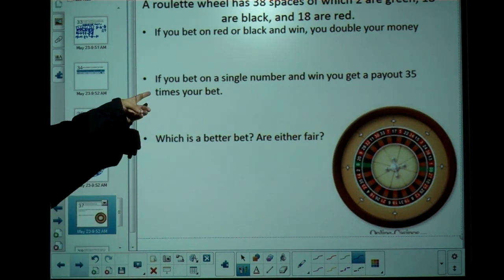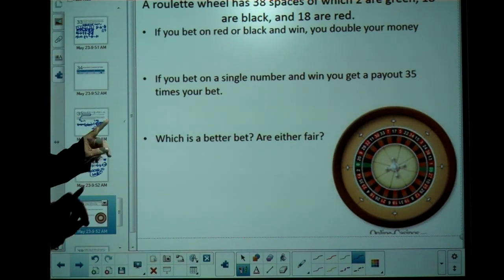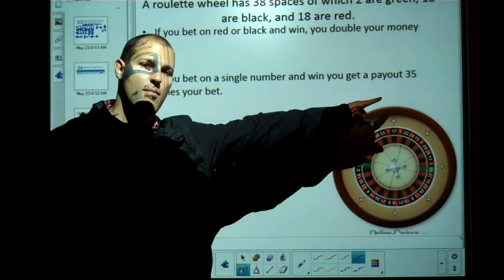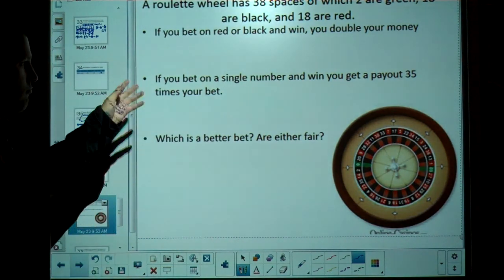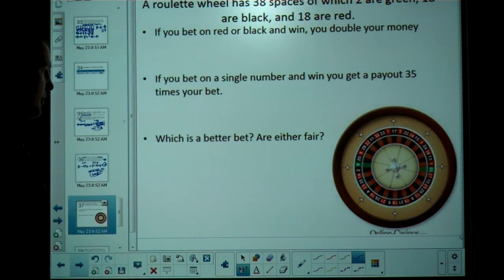If you bet on a single number, like let's say you pick 17 and it lands on 17, you multiply the amount of money you had by 35. So if you bet a dollar on that number and you were right, you win $35. So what we want to know is, what is a better strategy? Is it better to bet on a single number, or is it better to pick a color, and are either a fair game? So let's take a look at that.